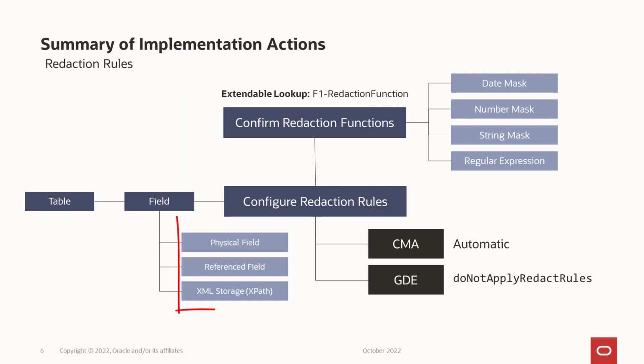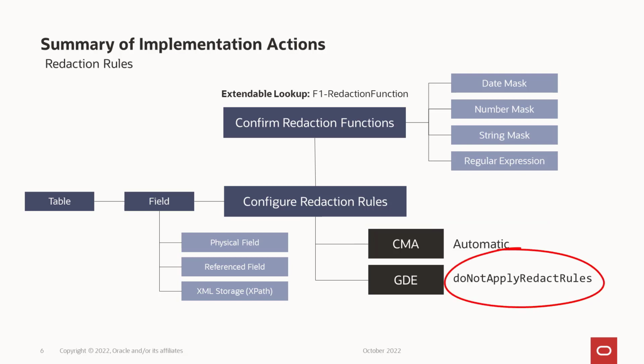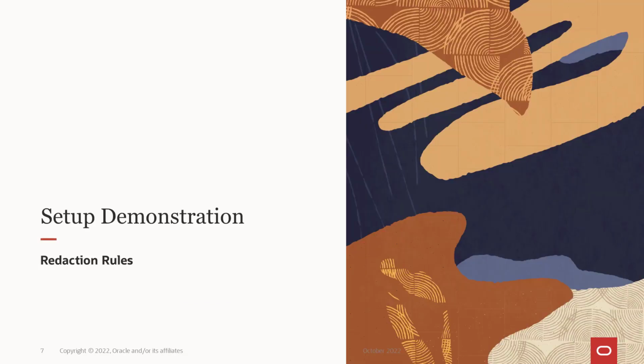This field can be a physical field, a reference field from a foreign key, or an XPath statement pointing to an element in a CLOB attached to the object. Once configured, the rules are applied automatically by the content migration assistant and generalized data export. It is possible to bypass the rules for generalized data export by specifying the setting "Do not apply redaction rules" as Y as part of the submission process for the initial and ongoing extracts. In this demonstration, I will show you how to set up redaction rules.